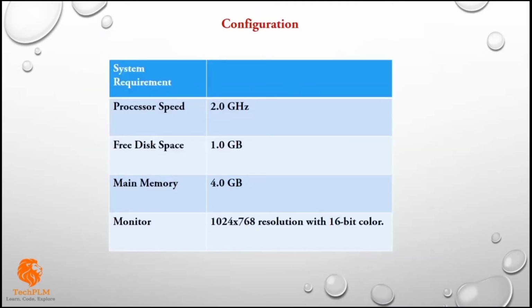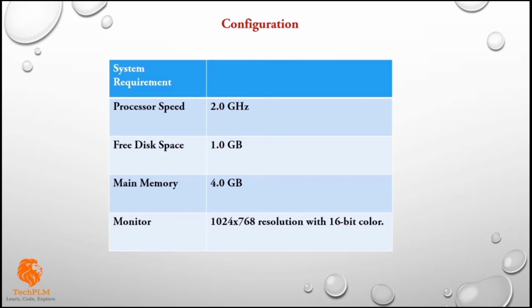Let's see the system requirement and system configuration as a server. So the server processor speed should be 2.0 gigahertz, and at least 1 GB of disk space should be free on your server system. You should require 4 GB of main memory, 4 GB of RAM, for your server machine, and you require at least 1024 into 768 resolution of monitor.